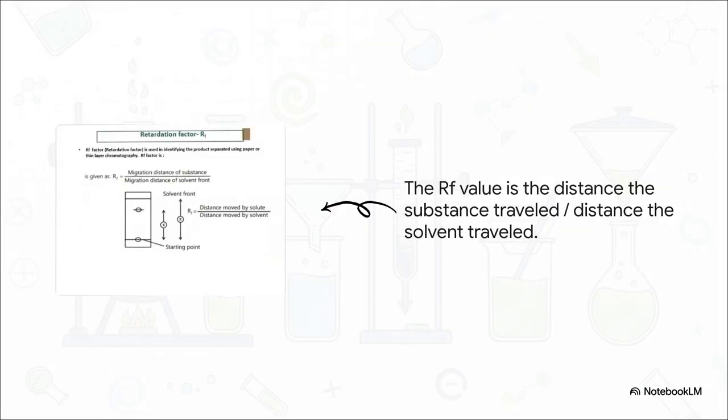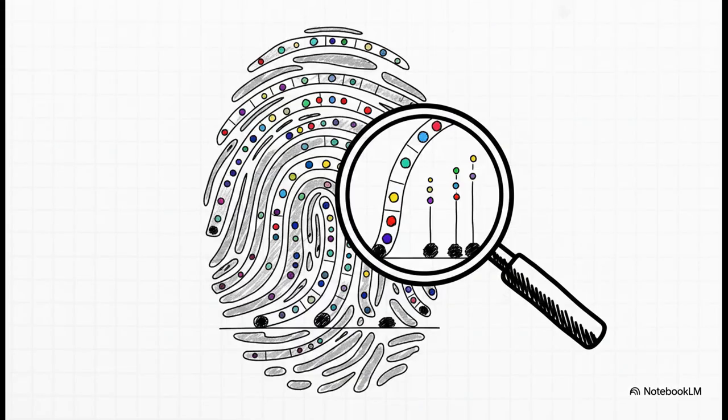Now, not only can we separate the spots, but we can actually identify them using a special calculation. It's called the retardation factor, or just the RF value. The RF value is super simple. It's just the distance the spot moved from the starting line divided by the total distance the solvent moved from that same line.